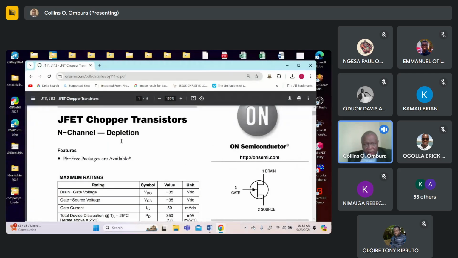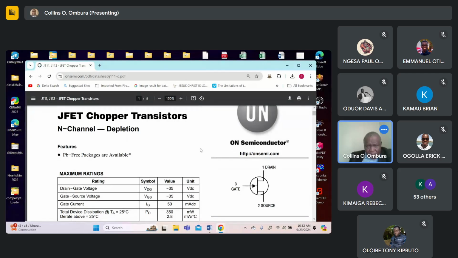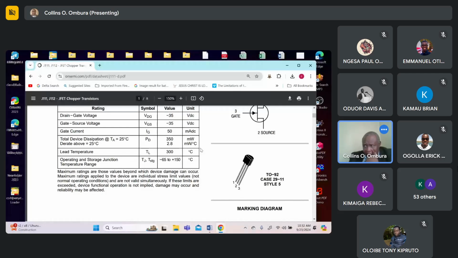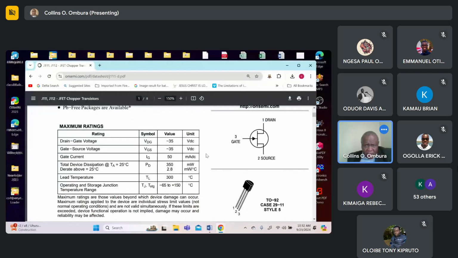So here's an N channel FET chopper. And there's somebody trying to enter, but I can't admit him because I can't see him.